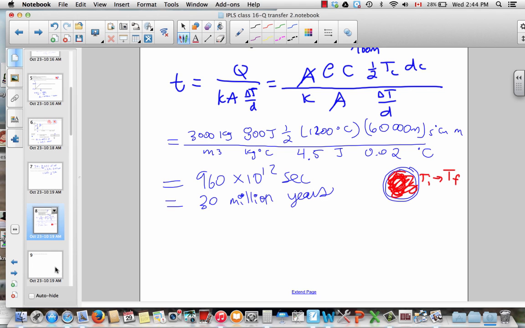But anyhow, this is physics from 150 years ago or so, mid-1800s. This just shows you that with the fairly simple Fourier law of conduction, you can come up with an interesting result, which is the age of the Earth.